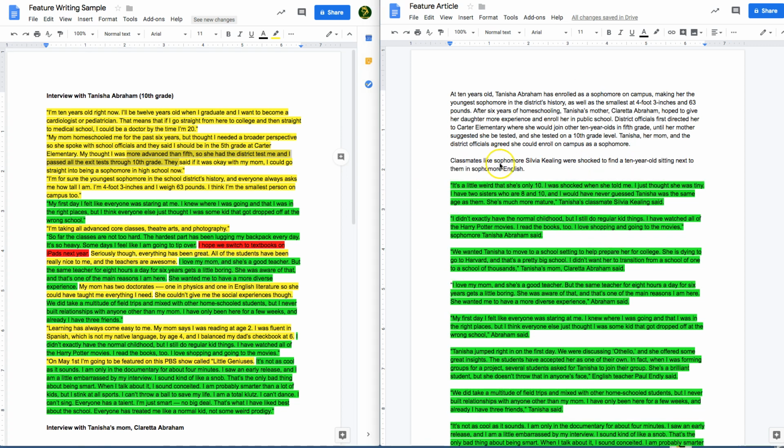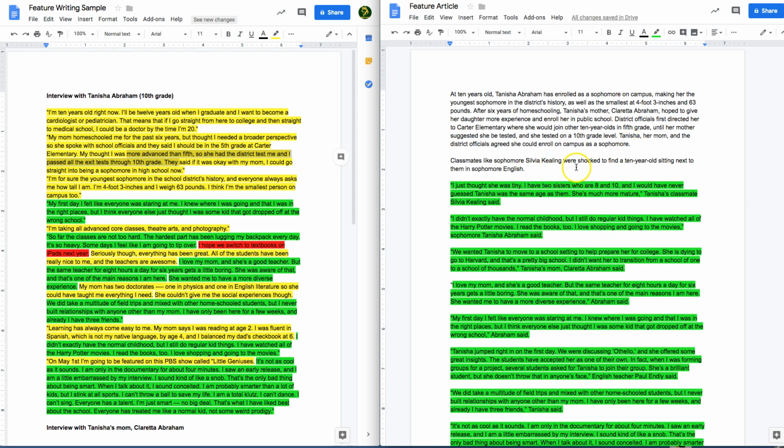So I just added in here, classmates like sophomore Sylvia Keeling were shocked to find a 10-year-old sitting next to them in sophomore English. Now, if you notice the next quote then, I don't want it to be so repetitive, so this is super simple. All I'm going to do is remove these first 2 sentences of the quote because I kind of summarize them above. And then, it's a little trick, the quote works just perfectly.